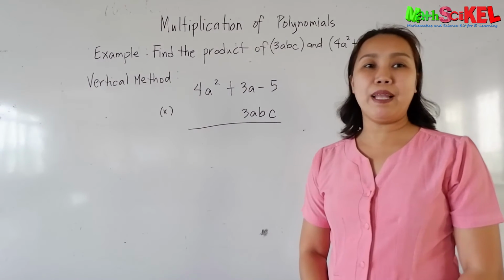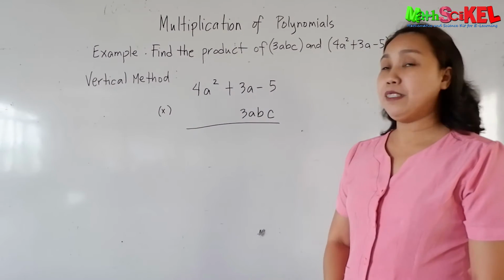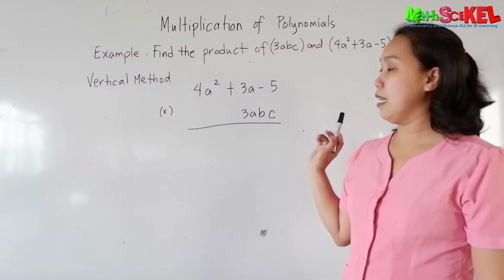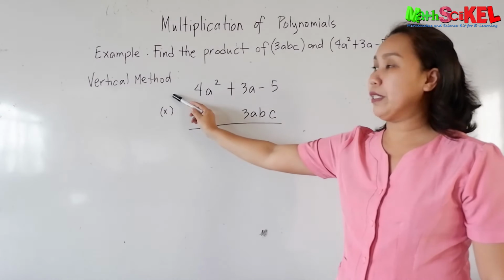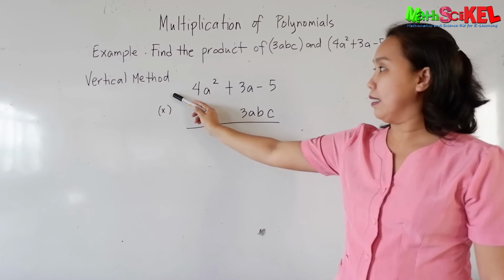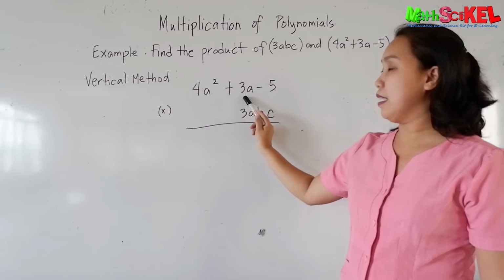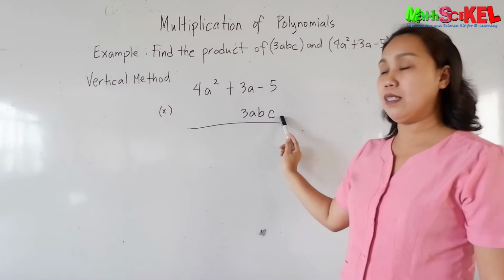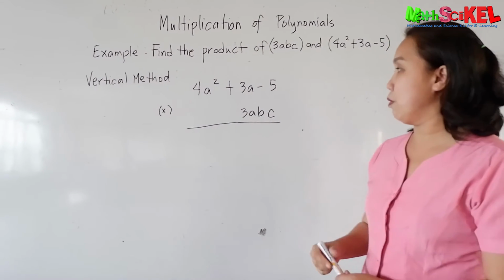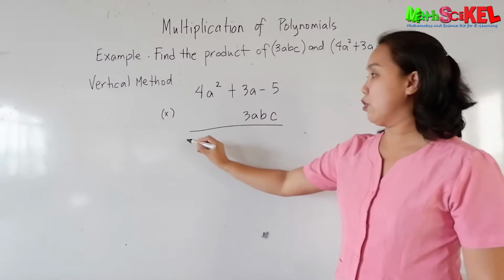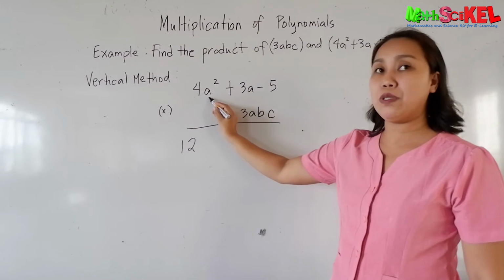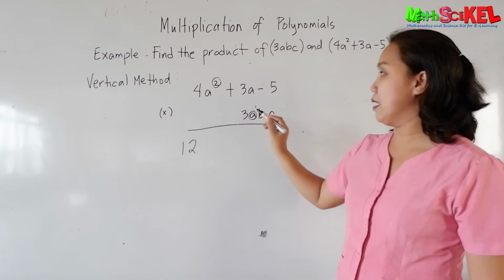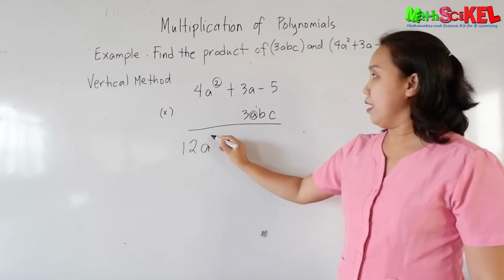Let us now multiply polynomials. Find the product of 3abc and 4a squared plus 3a minus 5. Using the vertical method, we will rewrite that as 4a squared plus 3a minus 5 times 3abc. Using the distributive method, let us multiply 4 times 3, which is 12. Apply the laws of exponents: a squared and another a here, which is an invisible 1, so we have a cubed.